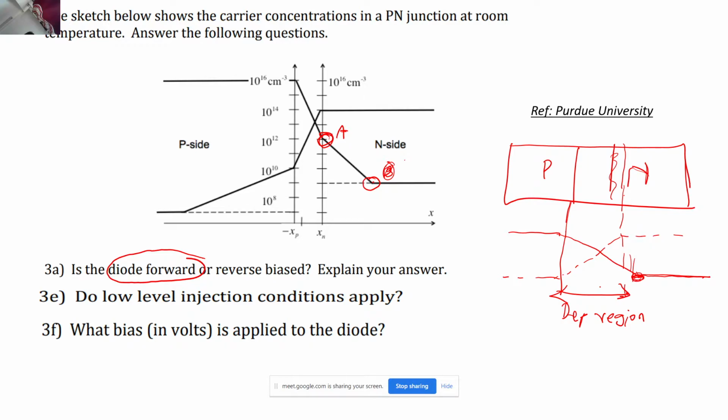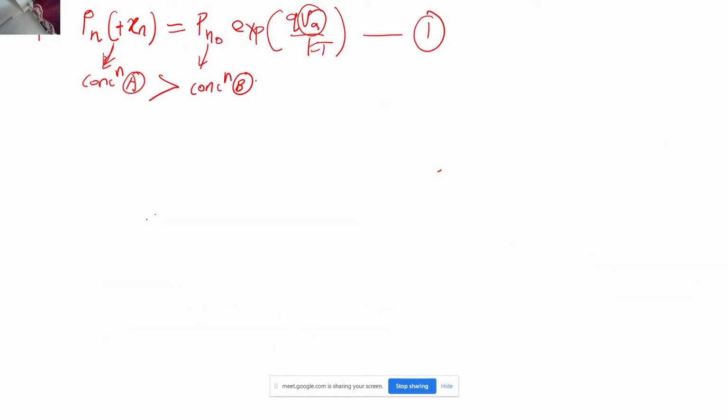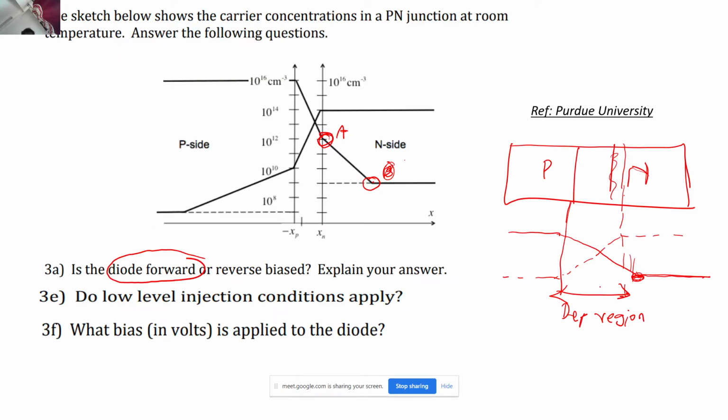Now coming to the second part, do low level injection conditions apply? So how are we going to determine it? The holes which have started diffusing from the P region into the N region, their concentration at the edge of the depletion region, I have to compare with the majority carriers that are present on the N side. Who are the majority carriers over here? These are electrons present at the N side, correct?